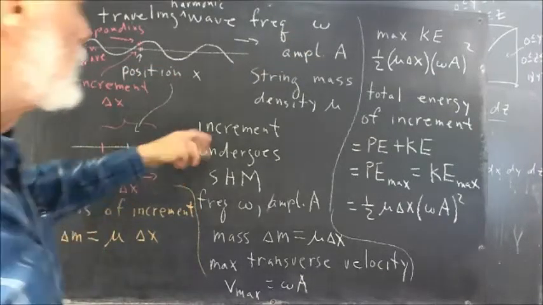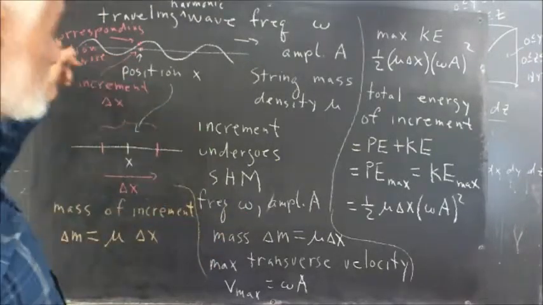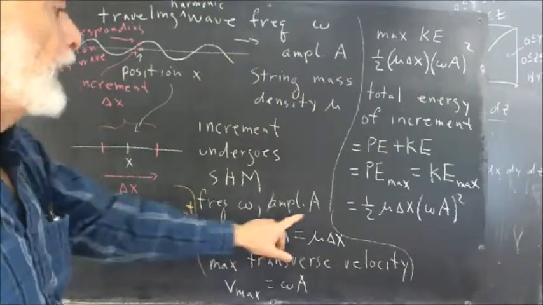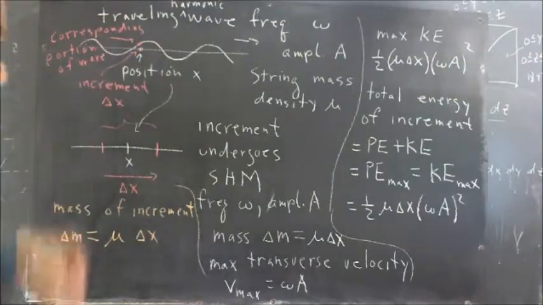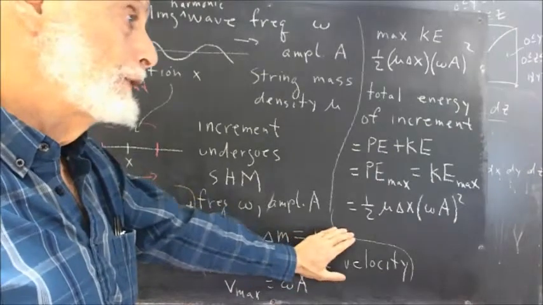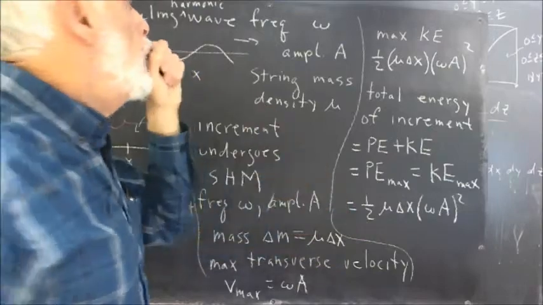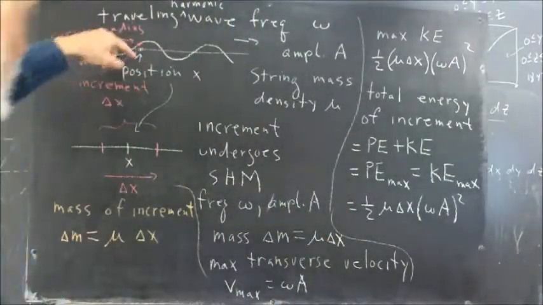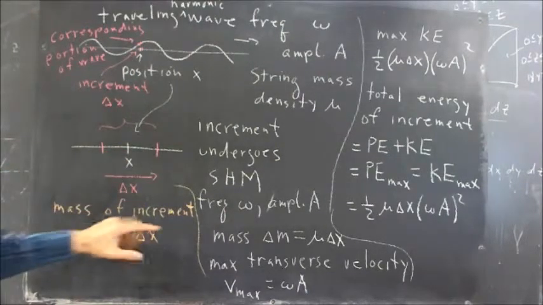Now that increment undergoes simple harmonic motion with frequency omega. I mean, these peaks and valleys pass with frequency omega. Amplitude A, the amplitude of the wave, is how far that increment is going to displace. And mass, delta M. Now, I've written down what that mass is, but you should pause and, without looking at that expression, think about what the mass of the string within that increment ought to be. What's the mass of the increment?